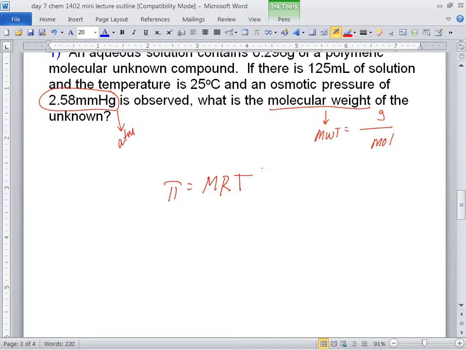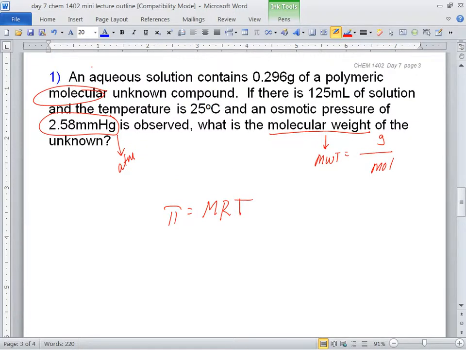So there's a couple hints. One is they said molecular. The other one is, if it's going to be the one with the little i, they've got to tell you what the ionic compound is. There's no letters or anything up here. So molecular is one hint. The other hint is polymer.